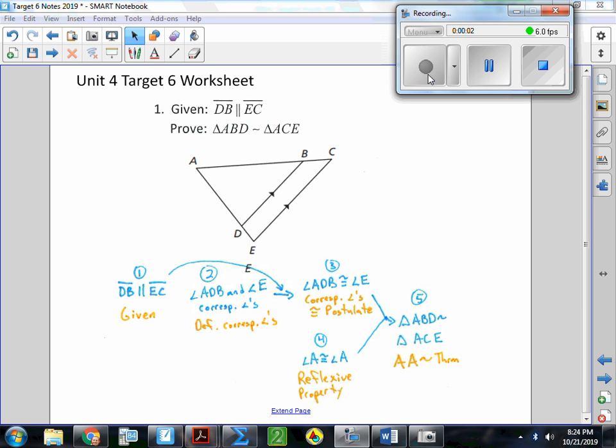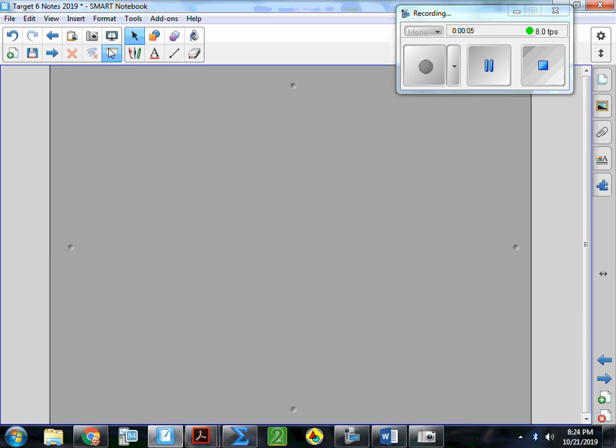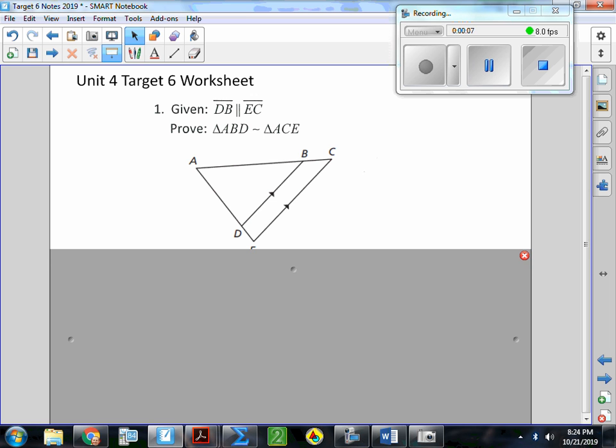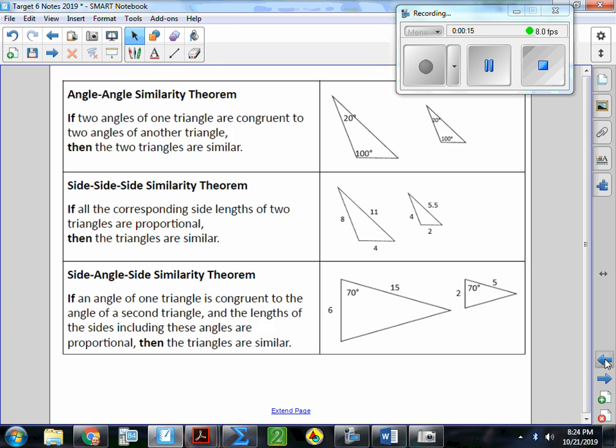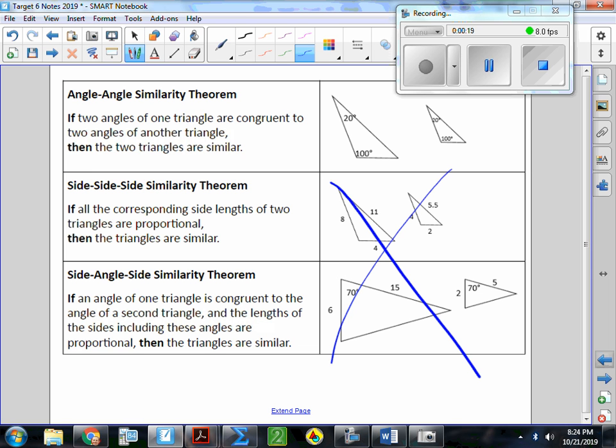Okay, this is the first problem from the worksheet. Let's just start by looking at it. Okay, I have no side lengths. Anytime I have no side lengths, I'm going to go to double angle. So angle, angle. If I don't have any side lengths, I can't use either of these. So I'm going to be looking at the angle-angle similarity, which means I need to show two of the angles.